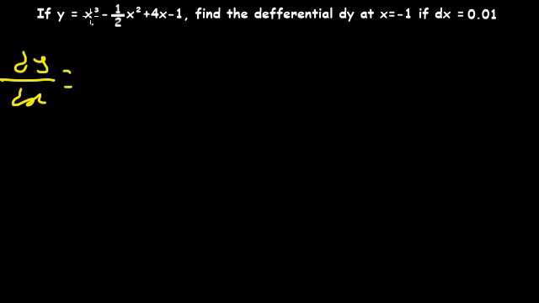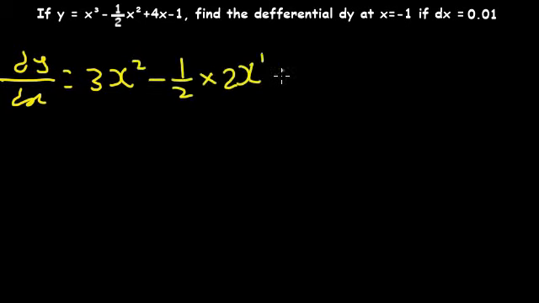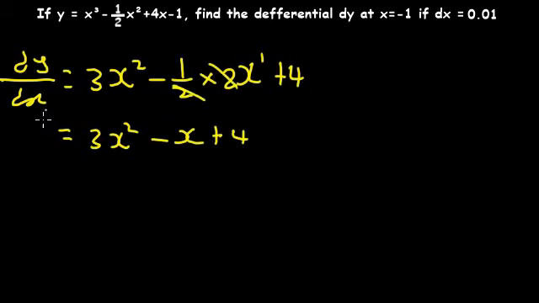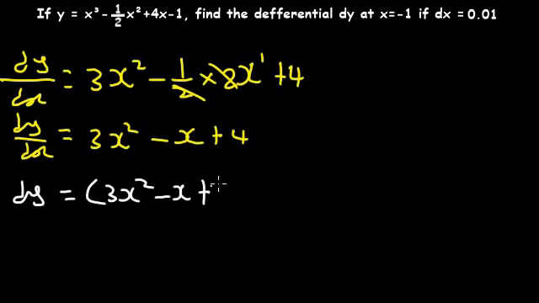In this case, since the power is 3, it comes down to the front, then we have 3x squared minus 1 second times 2x to the power of 1, then plus 4. And this gives us 3x squared minus x plus 4 as the 2 cancels out. Now multiplying all through by dx, notice that we now have the differential dy equal to 3x squared minus x plus 4, all multiplied by dx.